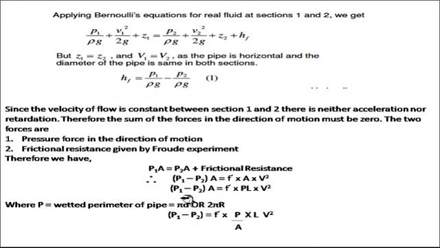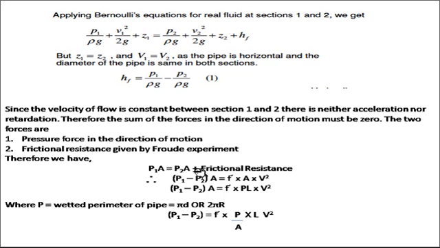Next one, P2 into A. It has a negative sign because it is acting against the direction of flow. If I make some mathematical simplification, if I make all the terms to one side, then P2 into A will become negative.